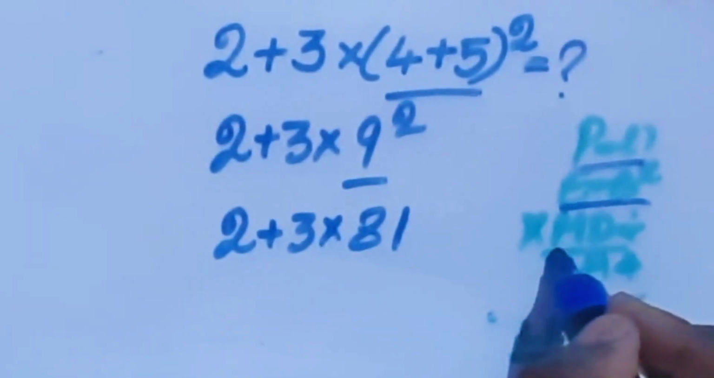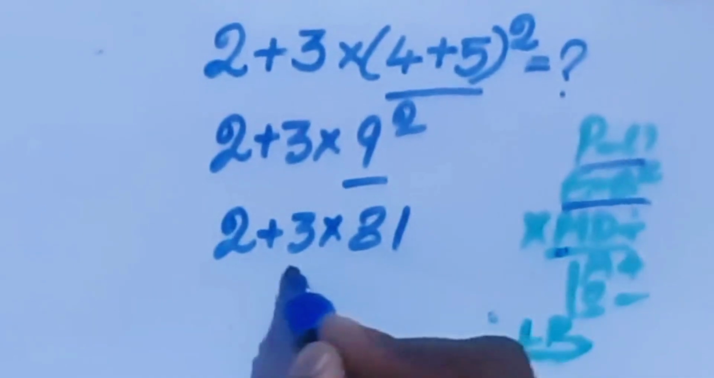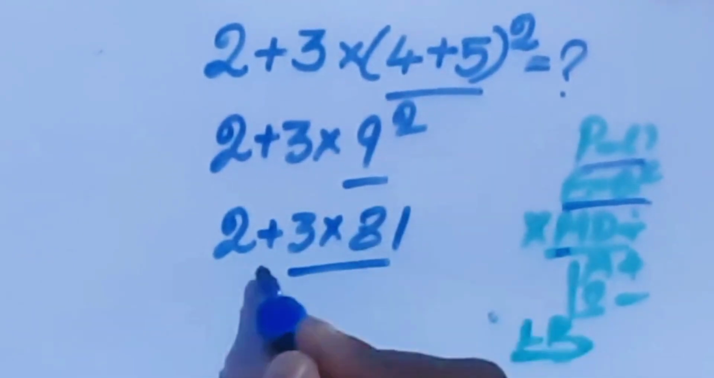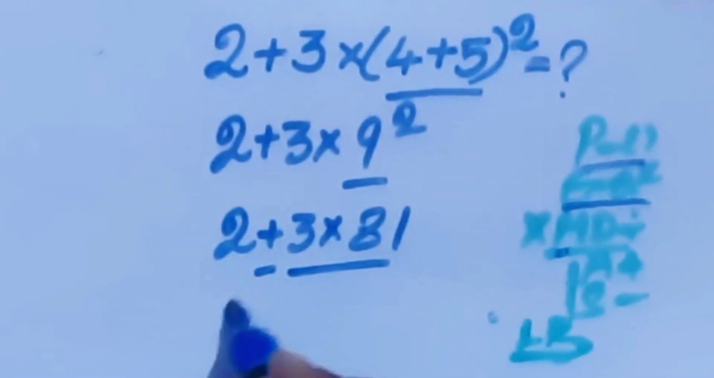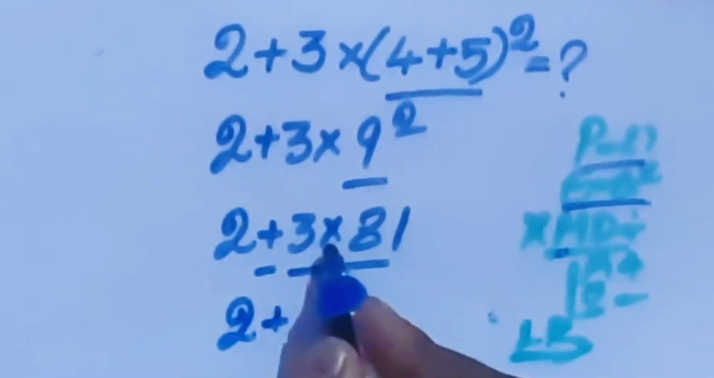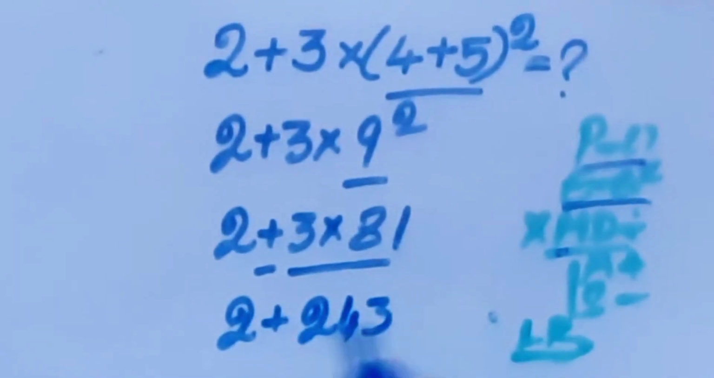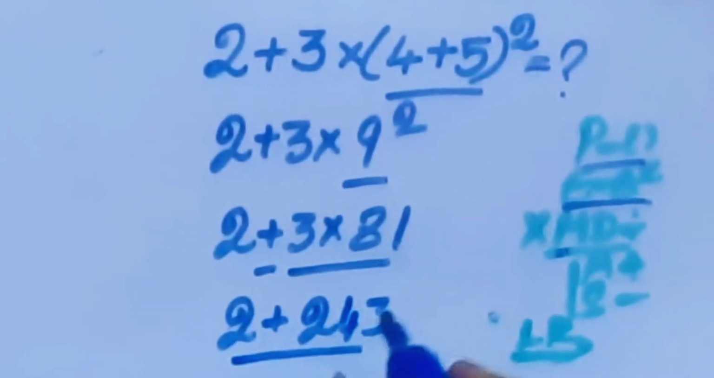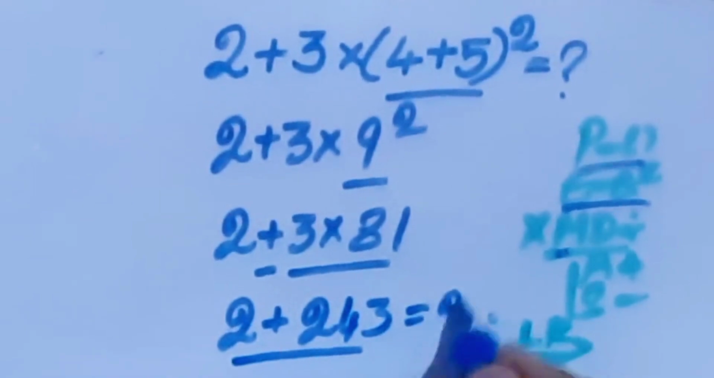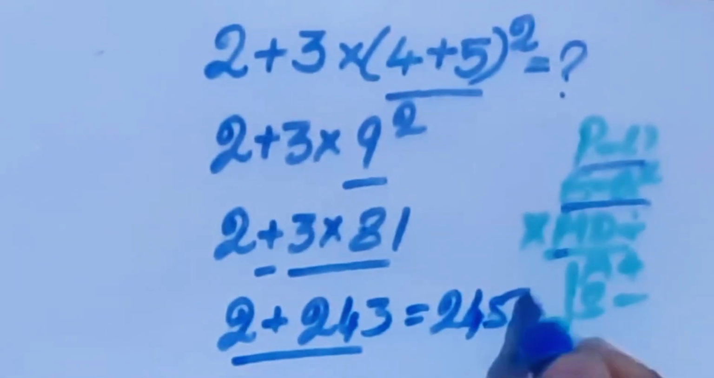Here the next priority is multiplication and division. Here we have multiplication. So we have to do this multiplication before this addition. Here 2 plus here 3 times 81 is 243. Now this 2 plus 243 is 245, which is the correct answer.